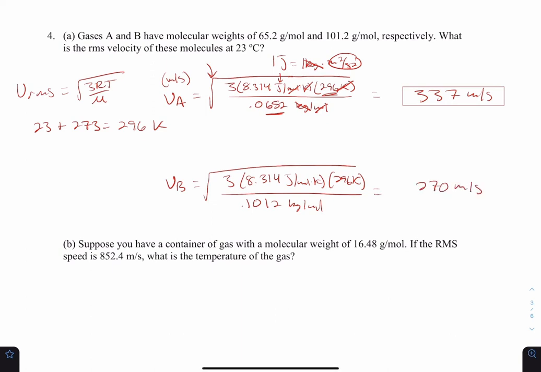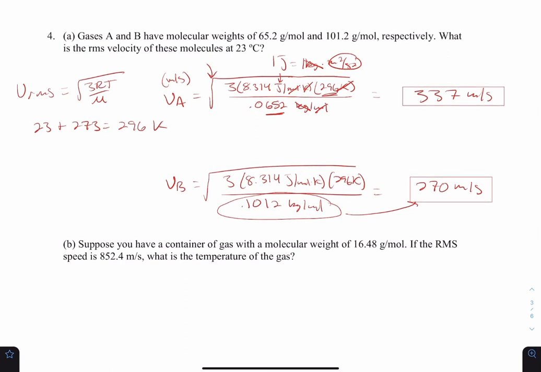Now, intuitively, does this make sense? Knowing that the heavier gas here, gas B, which had a molecular weight of 101.2 grams per mole, would have a slower speed than gas A. Intuitively, you would expect a heavier gas to be moving slower. So just mathematically, that's how we solve for something like this.